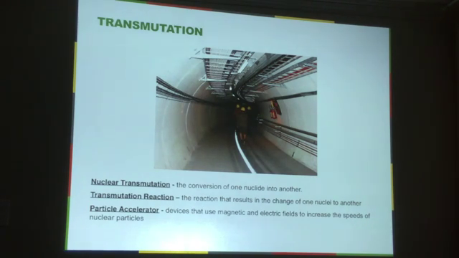And the most common man-made device that is responsible for transmutation reactions is called a particle accelerator. What a particle accelerator does is it uses various physical forces, magnetic forces, electrical forces, to accelerate, thus the name accelerator, particles at high speeds in order to slam those high-speed particles into a nuclide such that it's transformed into another nuclide.